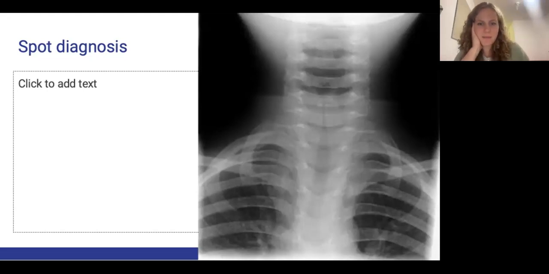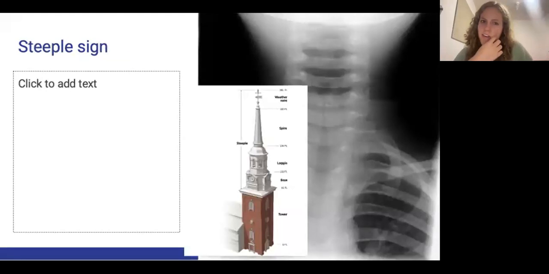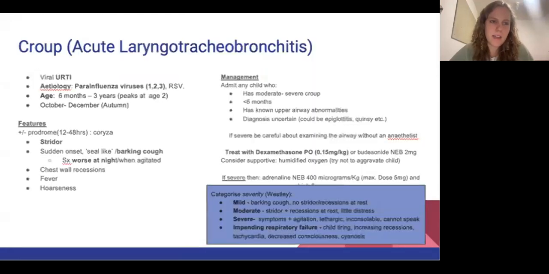Yeah, nice steeple sign, very good. Yeah, croup, you've already got it. I think that's basically the one that does things. There's quite a lot of buzzwords, I think, in pediatric respiratory diseases, but that's really good to learn. So here's the steeple sign. And like you said, it's a sign of croup.